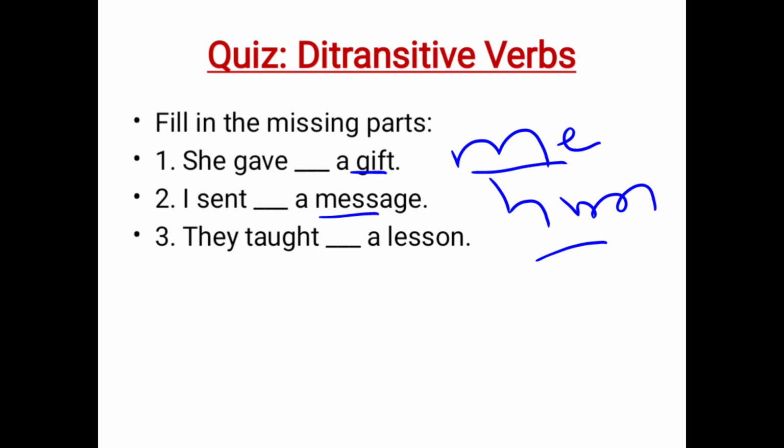The third is: they taught dash a lesson. They taught them, or they taught me a lesson. So here we are using me.